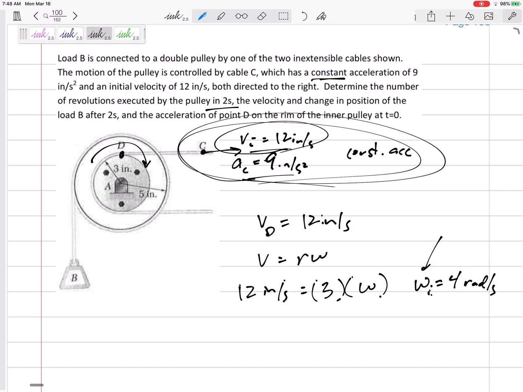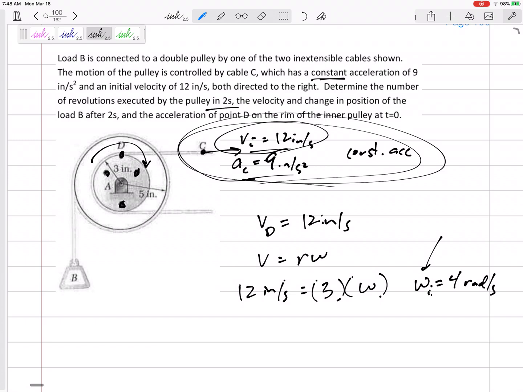Two pulleys that are bolted together, right? So they are moving together. So it's actually that there's only one pulley, one rigid body. This rigid body will only have one angular velocity, only one angular acceleration. The angular information for the inner pulley is the same as the angular information for the outer pulley.